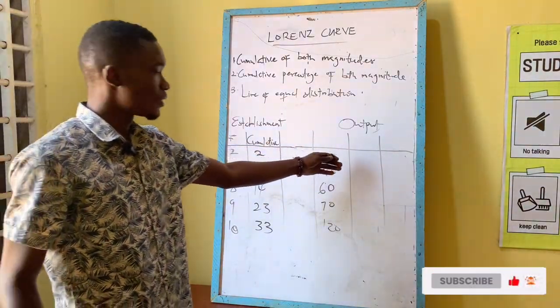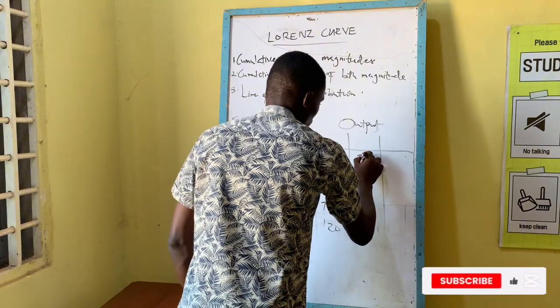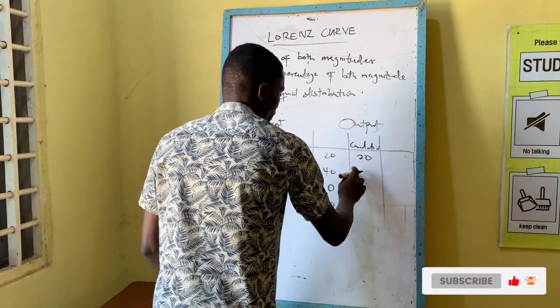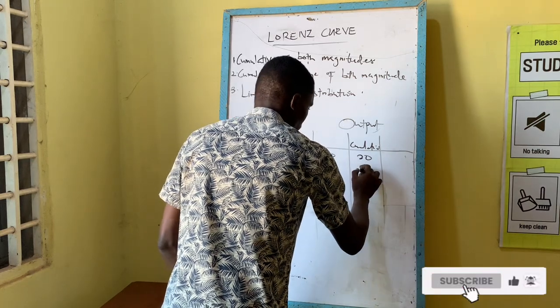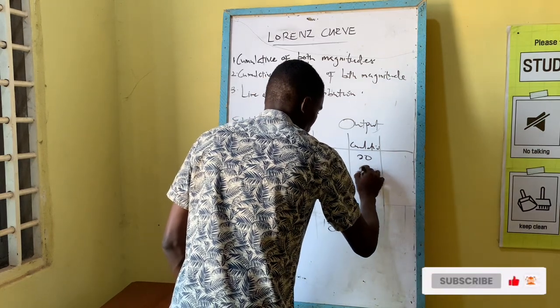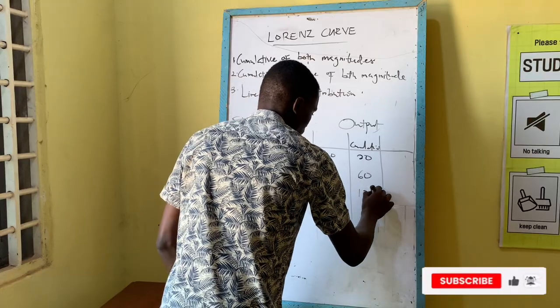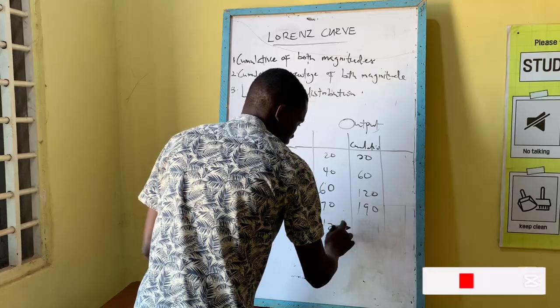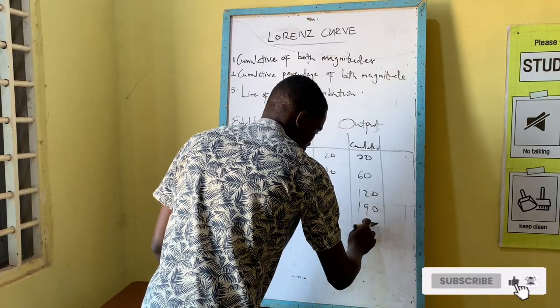Then you do the same for the output. The output here starts with 20. Here is the cumulative: 20 plus 40 gives you 60. 60 plus 60 is 120. 120 plus 70 is 190. 190 plus 120.